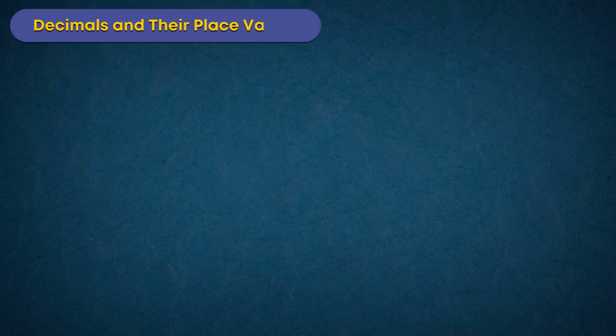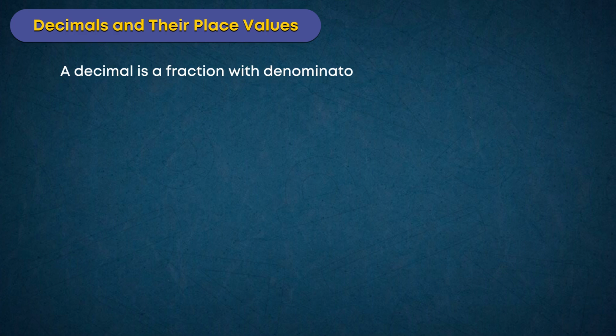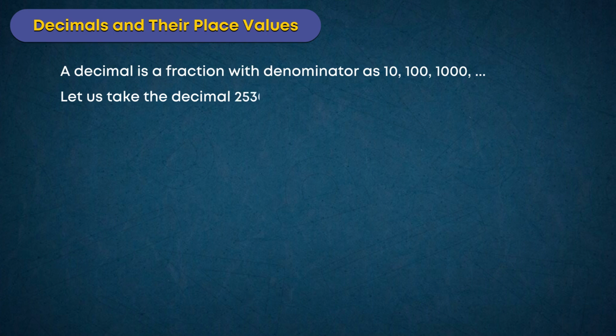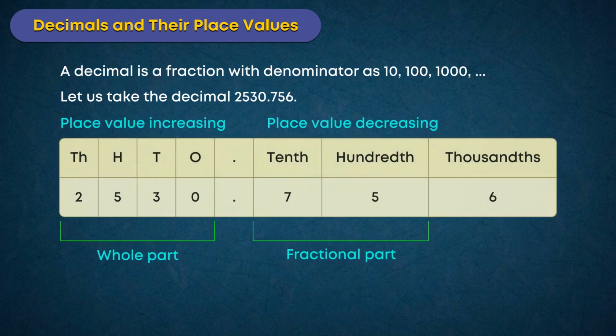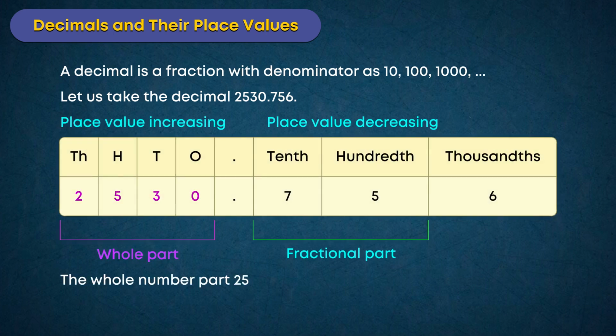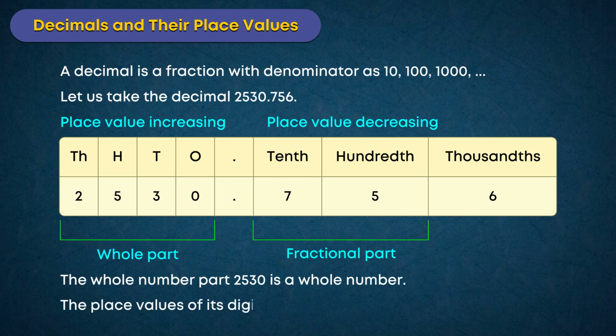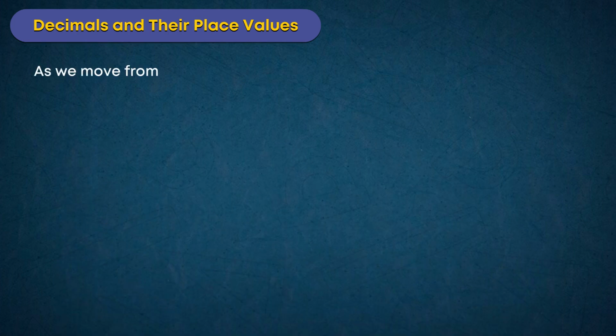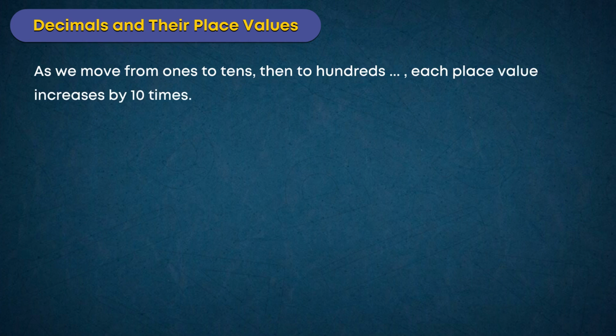Decimals and their place values. A decimal is a fraction with denominator 10, 100, 1000, and so on. Let us take the decimal 2530.756. The whole number part 2530 is a whole number. The place values of its digits increase from right to left. As we move from ones to tens, then to hundreds, each place value increases by 10 times.